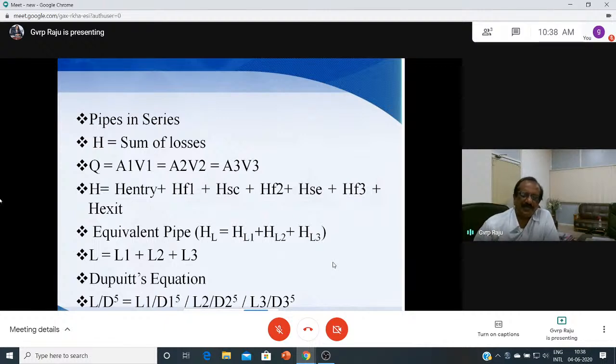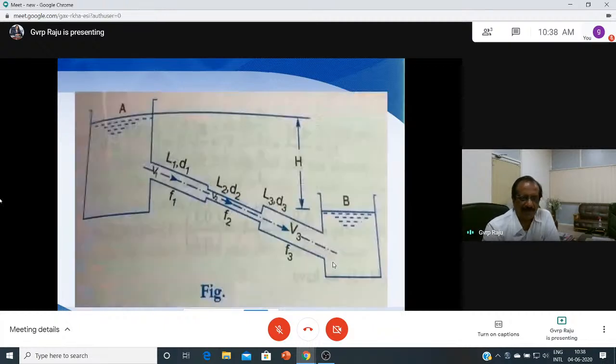And sometimes you may not get a single pipe of uniform length or the same diameter, so you may have different pipes here. In that case also the equation for H holds: the water level difference between two reservoirs, capital H, is equal to the sum of losses. So we have entry loss here, friction loss, and loss of head due to sudden contraction, and again friction loss, then loss of head due to sudden enlargement, again friction loss, and exit loss here. These are the different losses here.